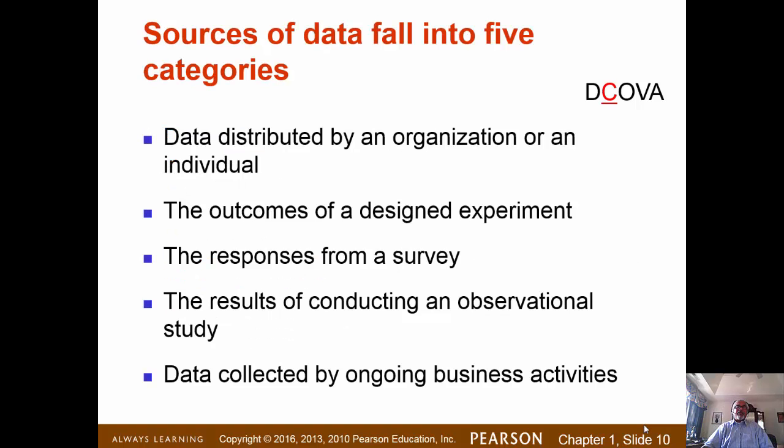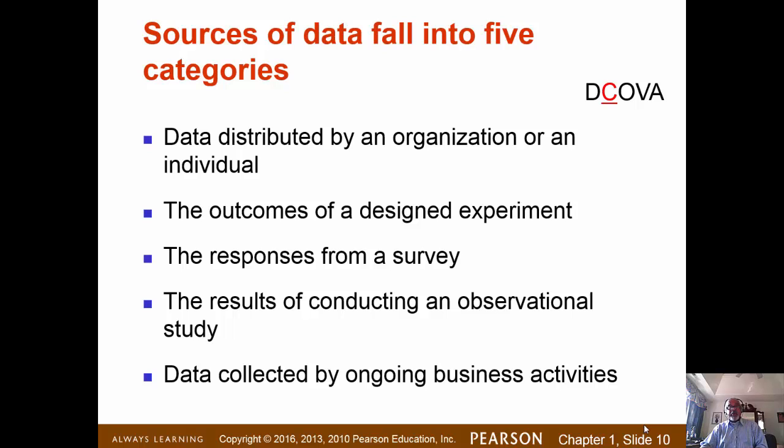and trustworthy. Okay, so here are some sources of data that fall into 5 different categories. Okay, some are primary and some are secondary. So there is data distributed by an organization or an individual. So this will be like government organizations, industry groups, or individuals like Nate Silver who comes up with the data he publishes. Or data can be outcomes of a designed experiment.